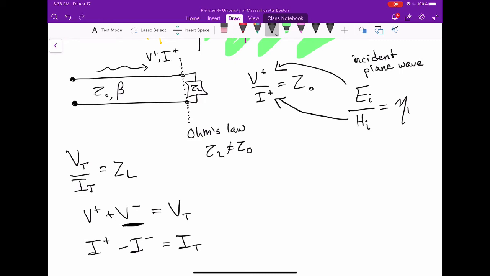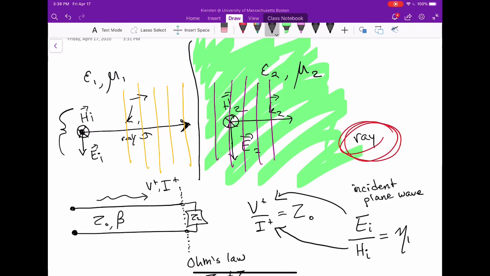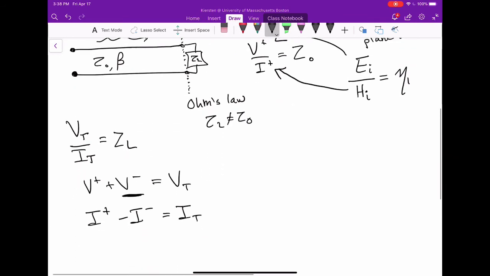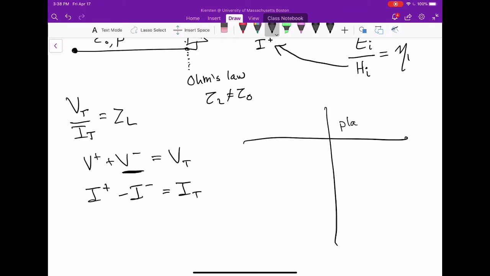In exactly the same way, and I'm going to walk through and derive the whole thing, electric and magnetic fields, when they are propagating and being incident on this boundary, do exactly the same thing. So let's talk about that. I'm going to draw you a little equivalence table as we move along. So plane waves over here and transmission lines over here.